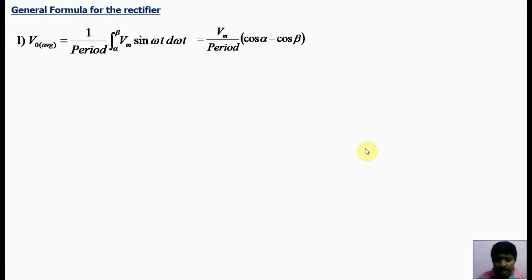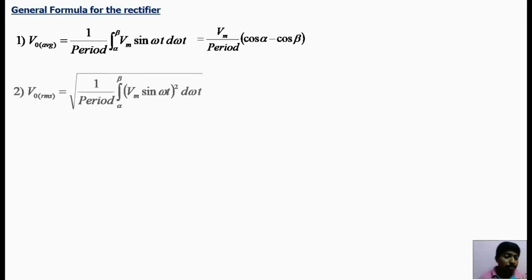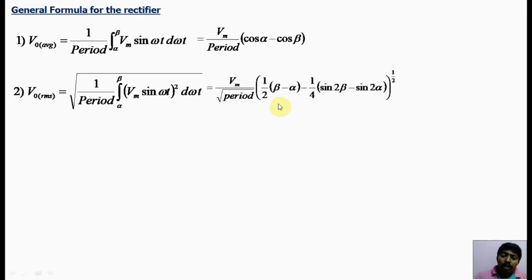The second formula is the RMS output voltage calculation. V0 RMS is equal to Vm by root of period, times 1 by 2 (beta minus alpha) minus 1 by 4 (sin 2 beta minus sin 2 alpha), the whole power 1 by 2. Remember this formula. If you don't remember it and the question asks for the RMS voltage, we have to simplify this integration, which takes some time and will confuse you. If you remember this formula, just simplify this equation and we can get the answer. So remember both of these formulas.